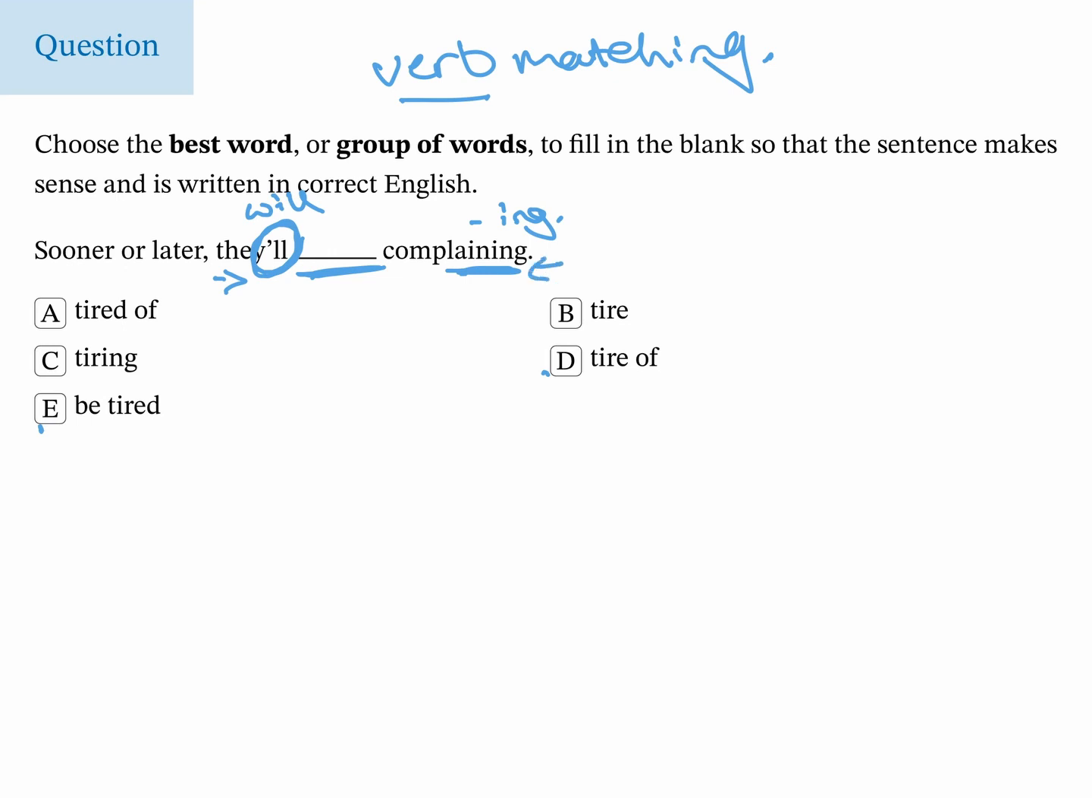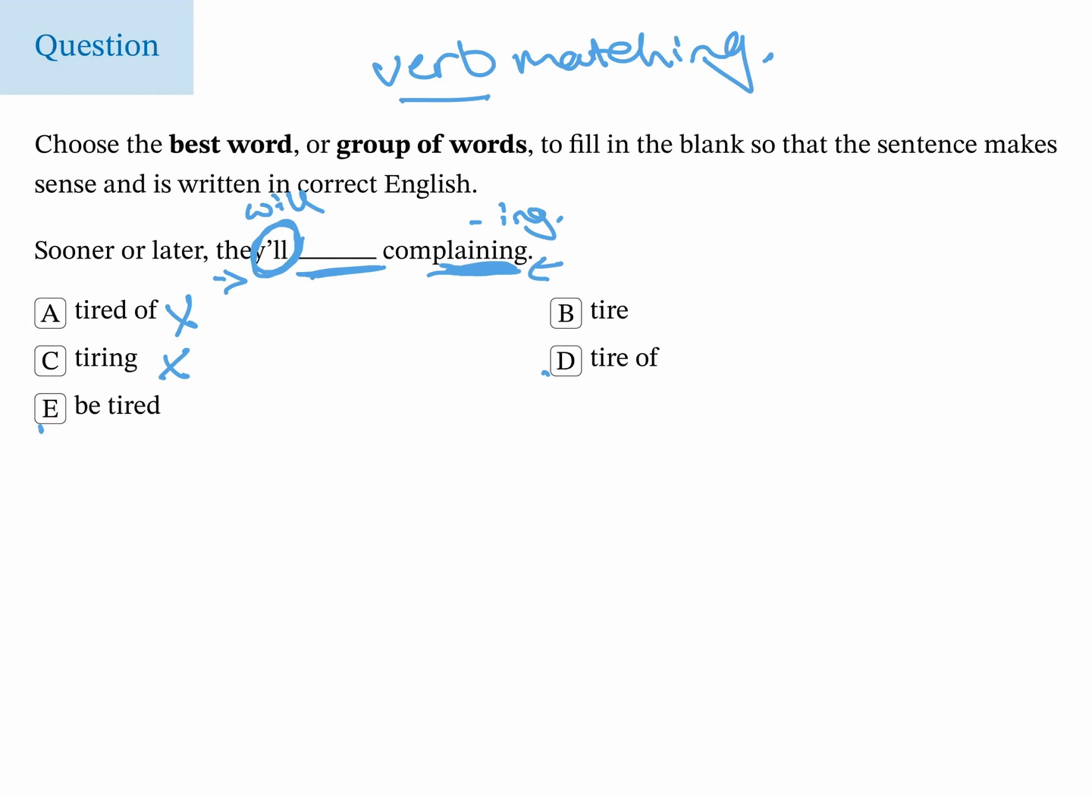Now we know that after will, we need the base form. So we cannot say will tired. We cannot say will tiring. This is not correct, is it? So we need the base form. They will tire of, they will be tired. And then we look after the gap, we have this ing form.